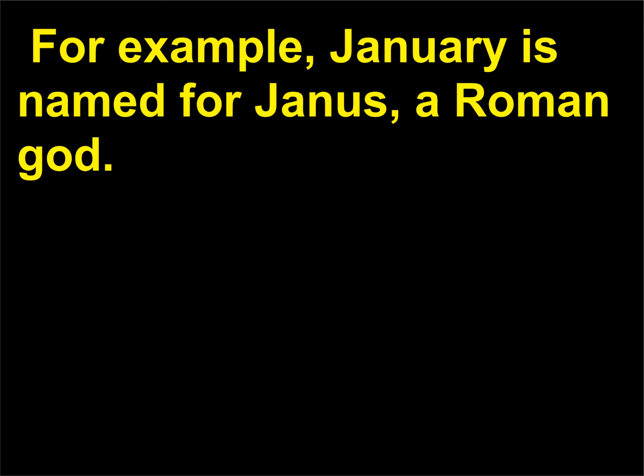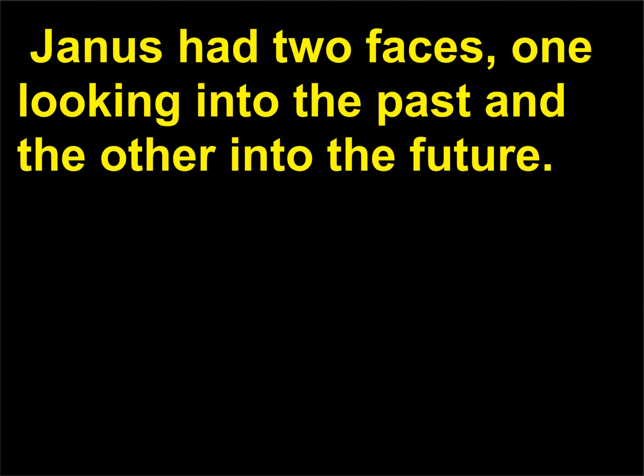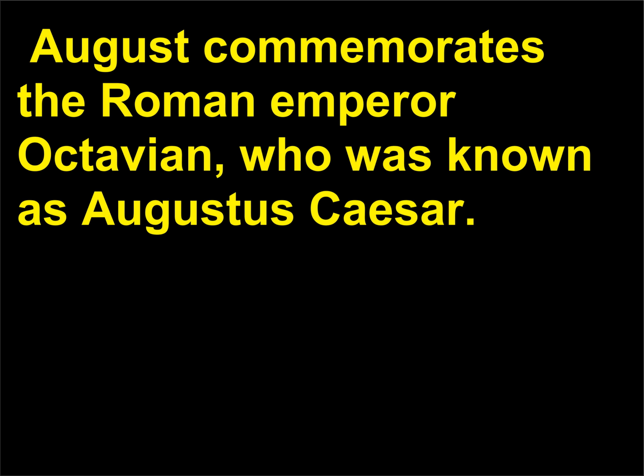For example, January is named for Janus, a Roman god. Janus had two faces, one looking into the past and the other into the future. August commemorates the Roman Emperor Octavian, who was known as Augustus Caesar.